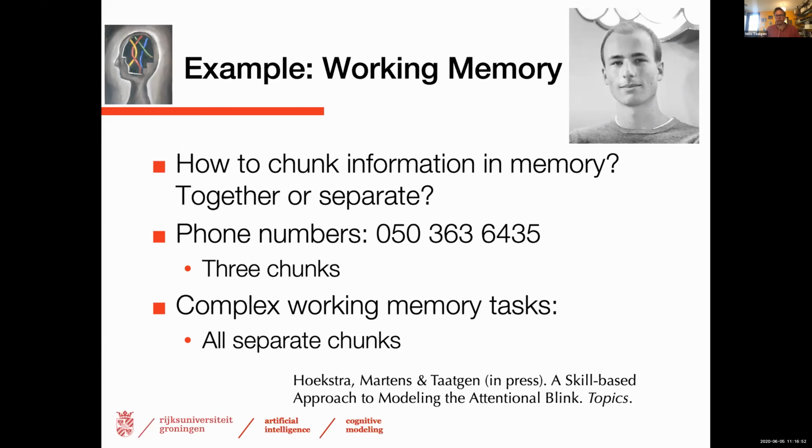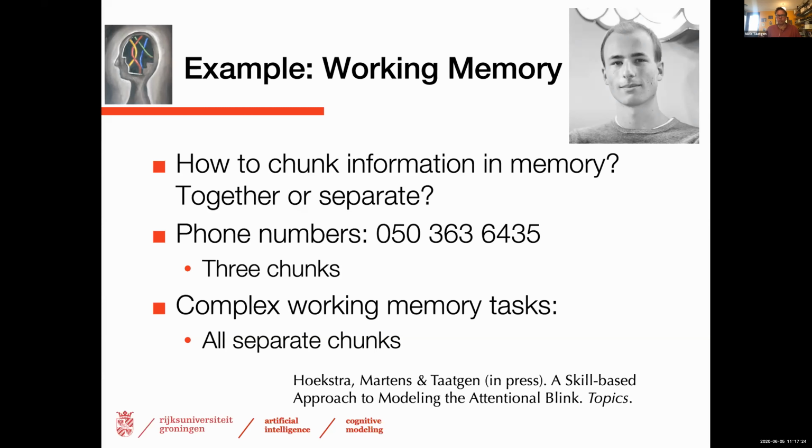Now, there are of course a lot of ideas of chunking information in memory, but if you look at many cognitive models, sometimes they chunk information and sometimes they don't. Sometimes they put every piece of information in a separate chunk. So why choose one, why choose the other? Well, it depends on the situation. For example, if we have to remember a phone number, there's lots of data that suggests that we chunk those numbers.